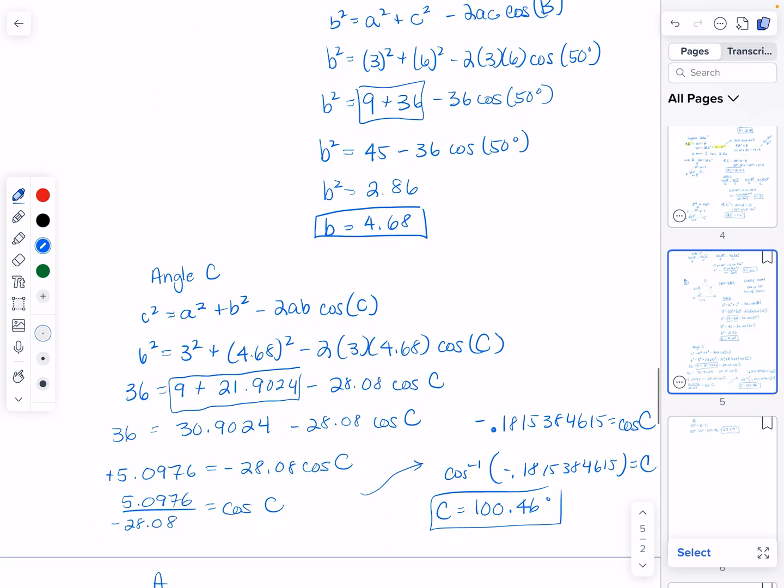All right, so that is number 8. I used a lot of cosines on that. And again, the formula is going to be on your sheet, so you will be able to look at that.